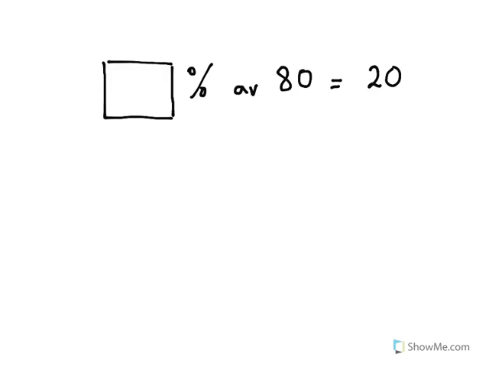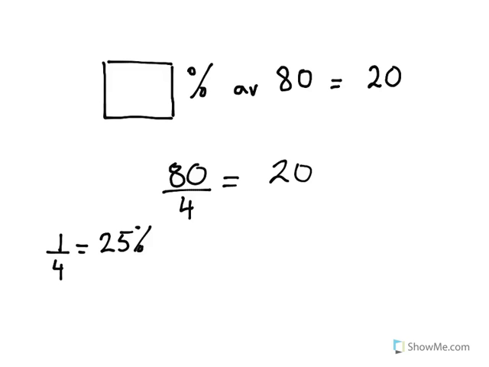So the question is, how many percent of 80 is 20? Well, you can actually think of it like this: if you've got 80 and you were to divide that by 4, so a quarter of 80 would give you 20. And you know that a quarter is the same as 25%.